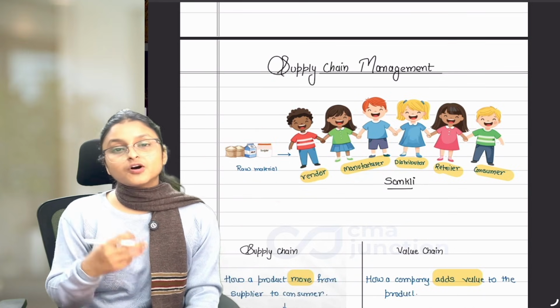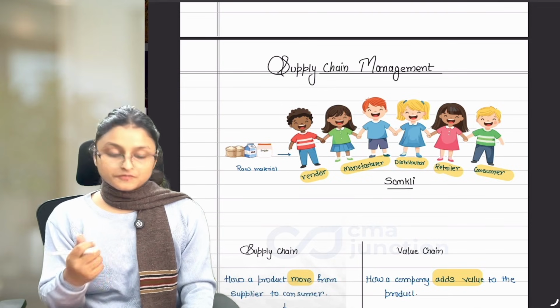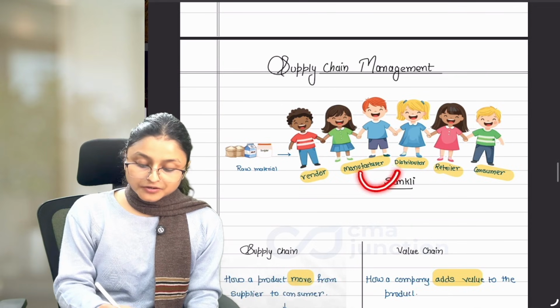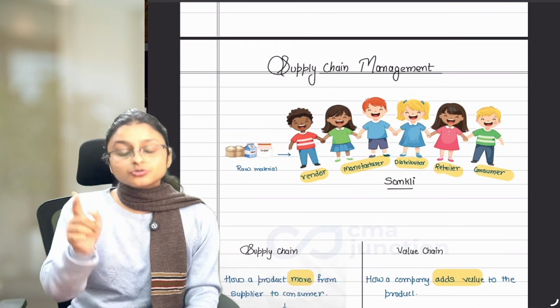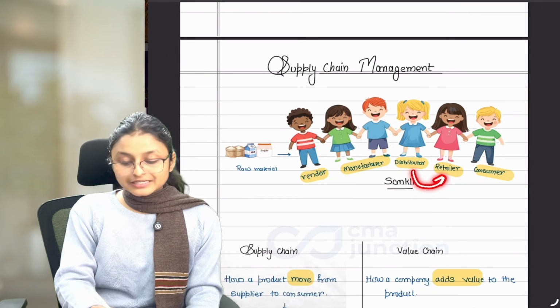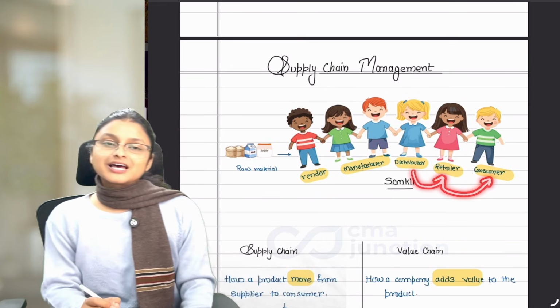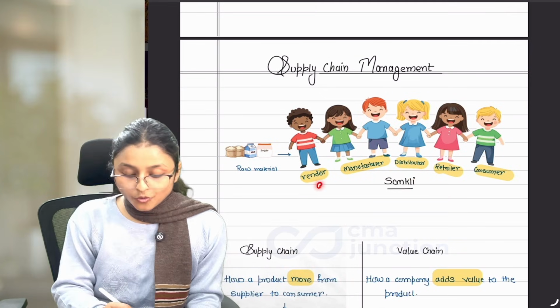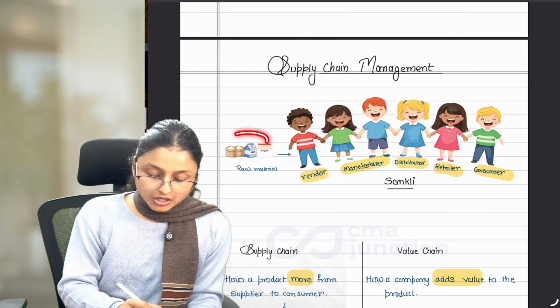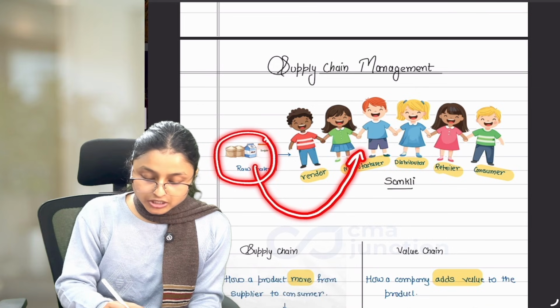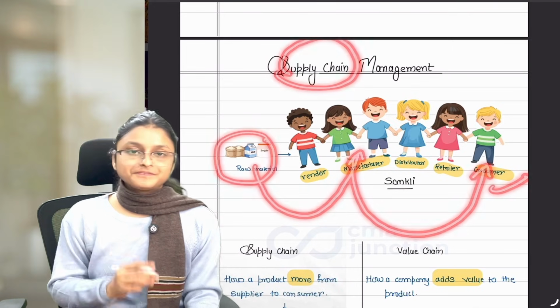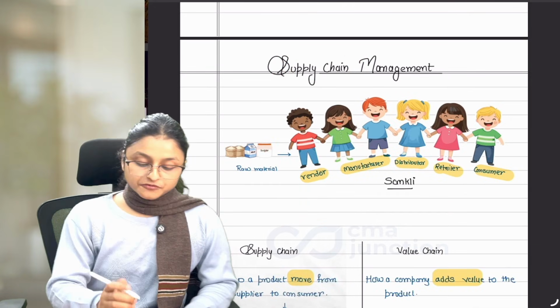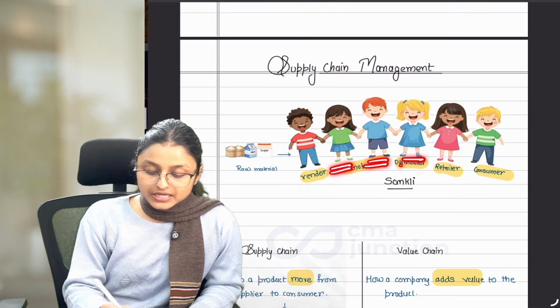Factories will perform operations and produce the final product, and this final product will be provided to distributors who will distribute the final product to retailers, and retailers will be the ones who are going to sell our product to the customer. And this whole process through which raw material is converted into finished product and provided to the customer is known as supply chain. In value chain, we focus on adding value in every activity.